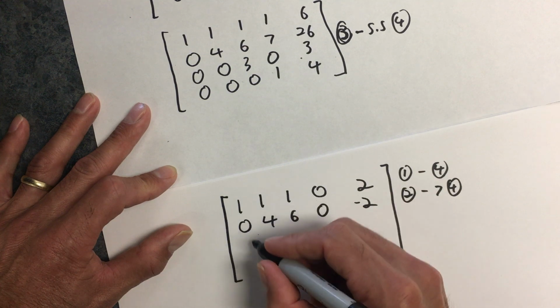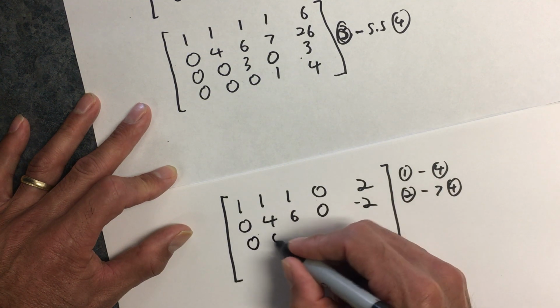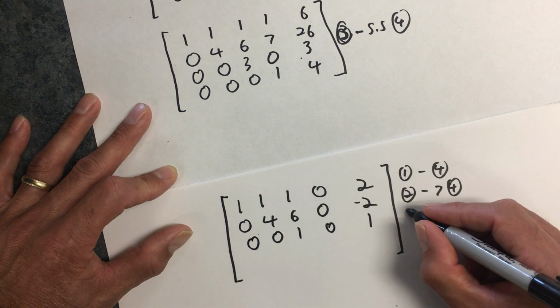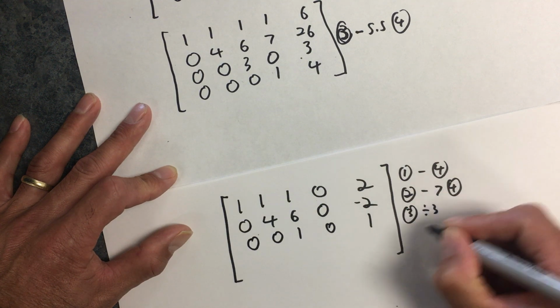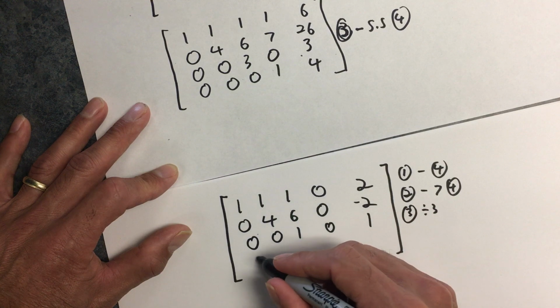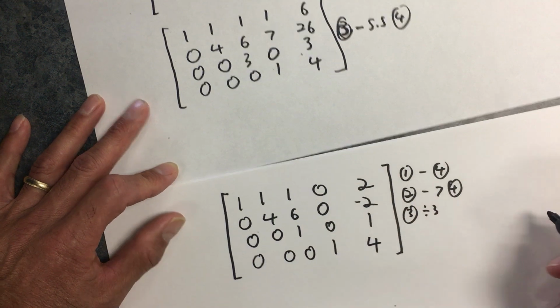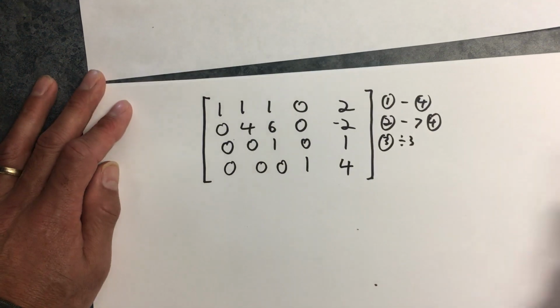This one's done. I can just divide this by 3. I've got 0, 0, 1, 0, 1. So all I did was I took this row and I divided it by 3 to get that. And then this row's done as well. Okay, so we're getting close here.